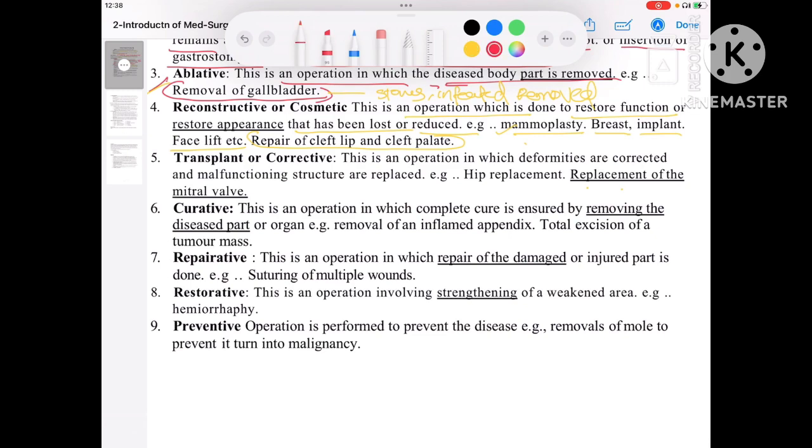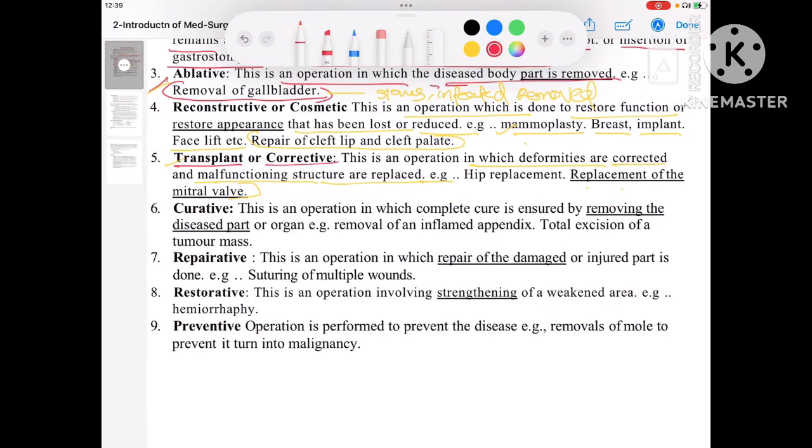And the next one is transplant, the corrective one. Transplant means this is an operation in which deformities are corrected and malfunctioning structures are replaced. Examples are hip replacement and replacement of the mitral valve. They will take out the part which is malfunctioning and not working. So that is called a transplant.